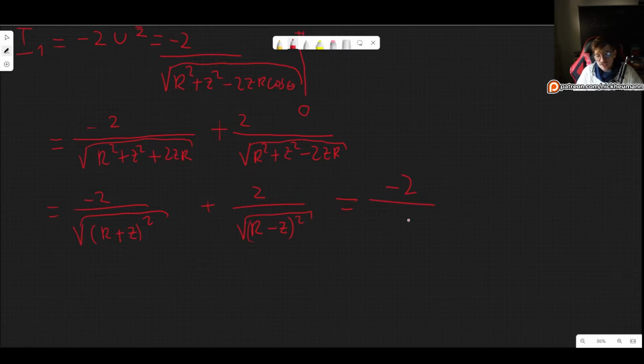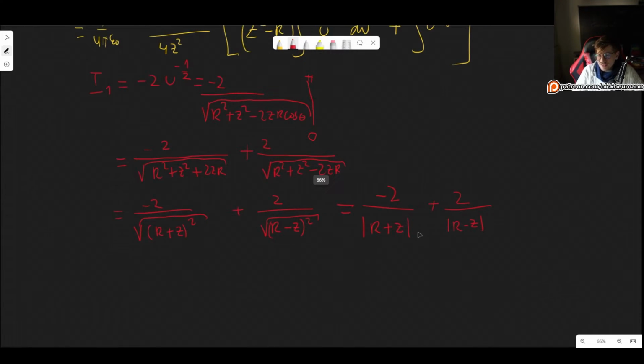careful because z in principle could be positive or negative. So we have to use the absolute value, because in the case where z is negative and has a greater absolute value than r, we would have a negative square root. Plus 2, and then we have the absolute value of r minus z. Here, of course, it is more direct. Even if z is positive, this can be a little bit dangerous. Okay, so this is the most general case.